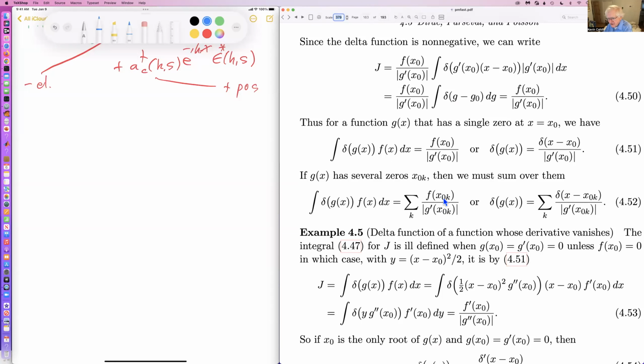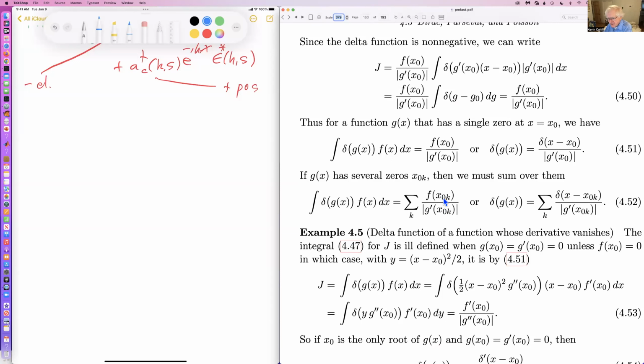Then there is a subtlety here that's rarely mentioned. In fact, I've never seen it in the literature, but on the other hand, I haven't read everything. What if G prime at x0 does vanish? Then what happens if we integrate over x0?